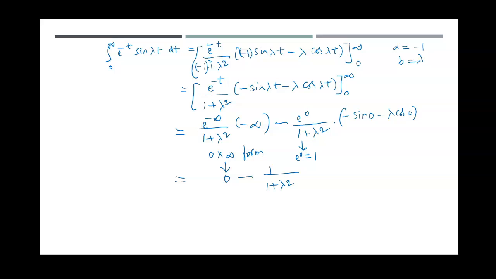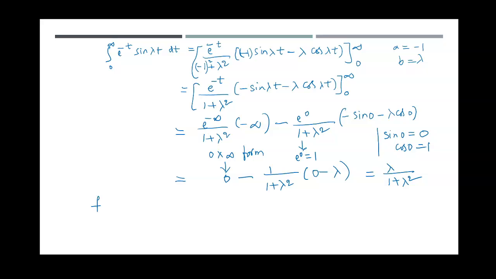So here 1 by 1 plus lambda square into sin 0 is sin 0 equal to 0, cos 0 equal to 1. So you get 0 minus lambda, which is equal to lambda by 1 plus lambda square. So this is, what is this? B lambda.